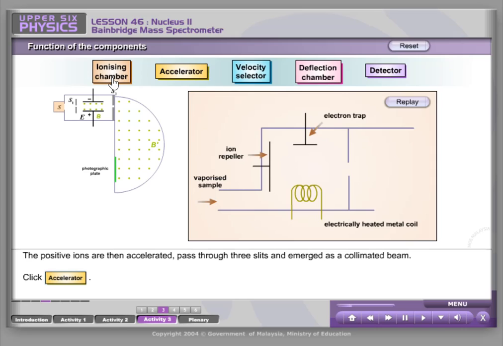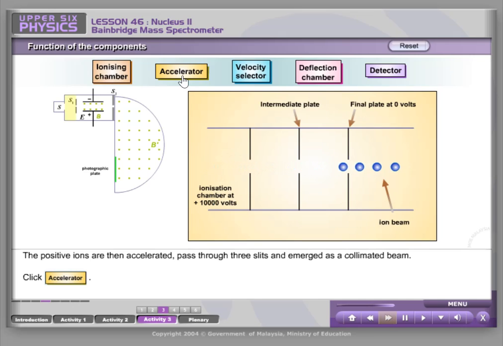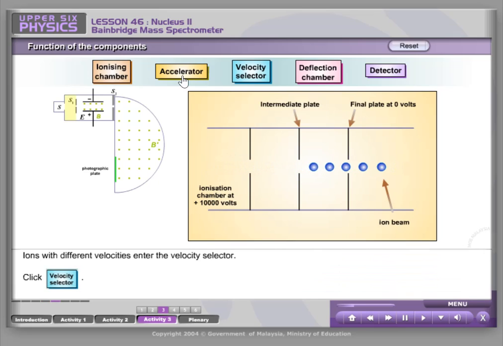The positive ions are then accelerated, pass through 3 slits and emerge as a collimated beam. Click the Accelerator button. Ions with different velocities enter the velocity selector. Click the Velocity Selector button.